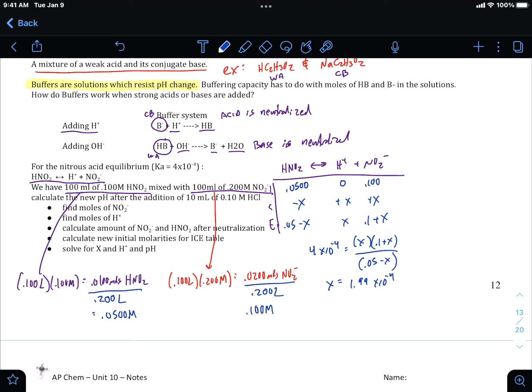Okay. All right, so this is this, right? Because this is a weak acid. So x equals H plus because this is a weak acid equilibrium. So I can easily find the pH by taking the negative log of that value. And so our starting pH is 3.70.